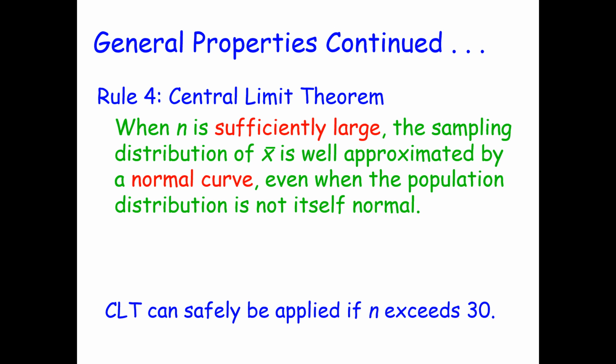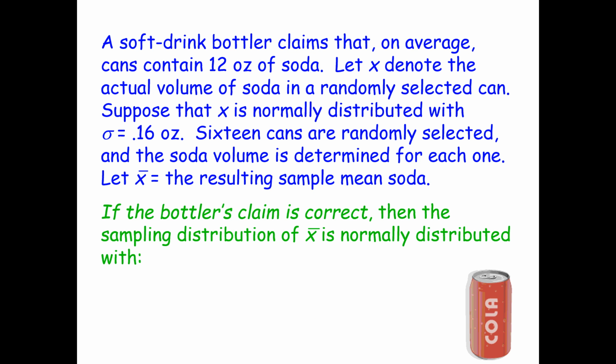Let's take a look at another example. A soft drink bottler claims that on average, cans contain 12 ounces of soda. We're going to let X denote the actual volume of soda in a randomly selected can. Now suppose that X is normally distributed with a standard deviation of 0.16 ounces. Now 16 cans are going to be randomly selected, and the soda volume is determined for each one. We're going to let X bar equal the resulting sample mean soda volume. It's important to make sure that we're defining that when we're working through a problem.